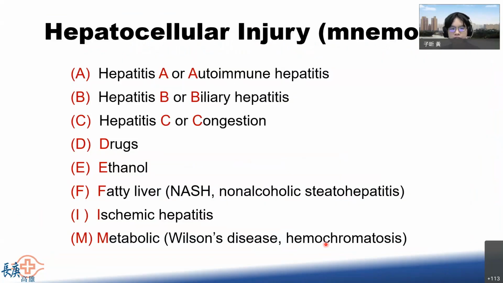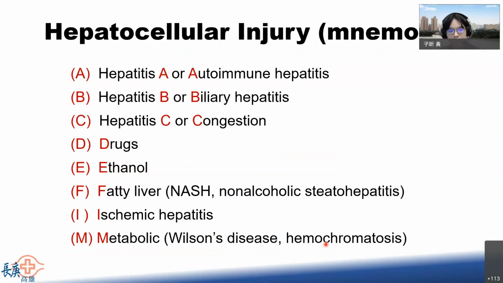So here's a mnemonic for those who like mnemonics to memorize the disease etiologies. There's A, B, C, D, E, F, I, M. And these are some common causes of hepatocellular injuries. So if you like to use mnemonics to memorize things, you can try this one out.